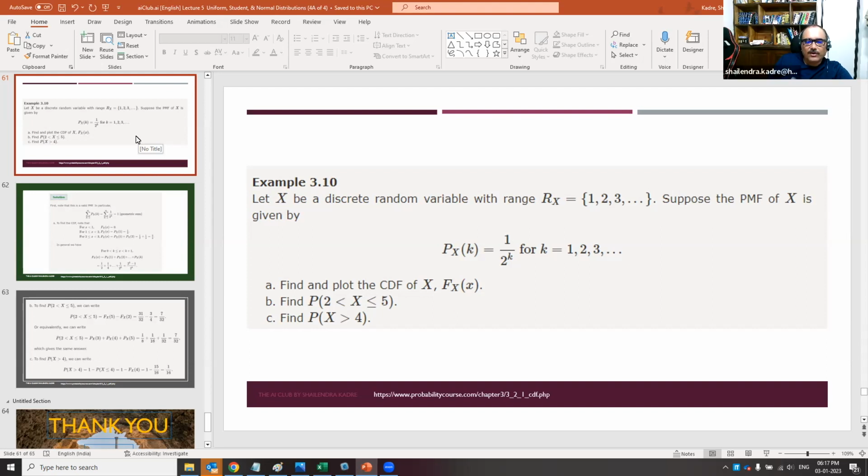The probability distribution functions which are applicable to discrete random variables are called probability mass functions, PMF. And the probability distributions which are applicable to continuous numbers are called PDF, probability density functions. So PDF is related to continuous numbers and PMF is related to discrete numbers.